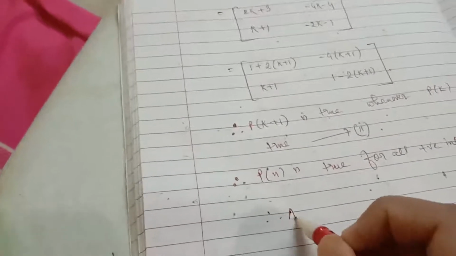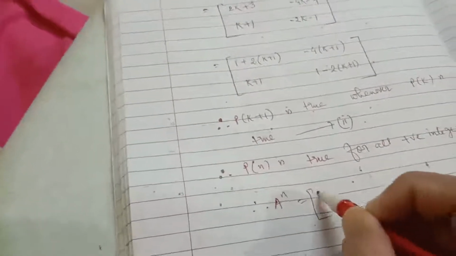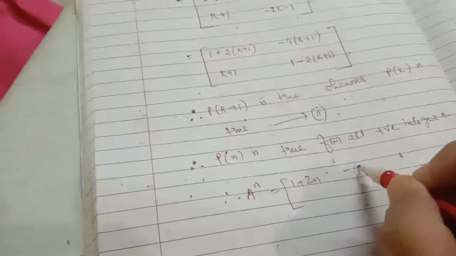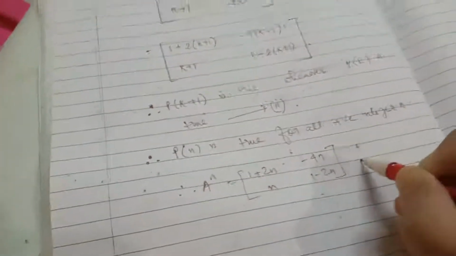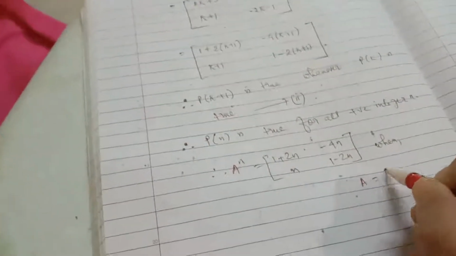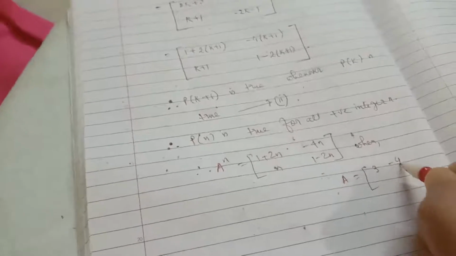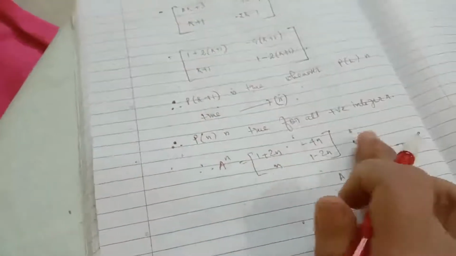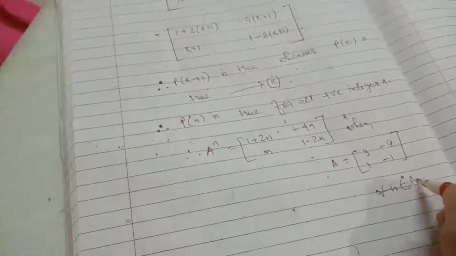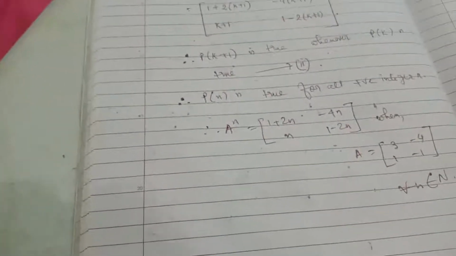Or you can write, therefore A to the power n is equal to 1 plus 2n, minus 4n, n, 1 minus 2n, when A equal to 3, minus 4, 1, minus 1. I've written the given statement for all n belongs to N. So these are some questions from NCERT book and from board exam paper I have solved today.